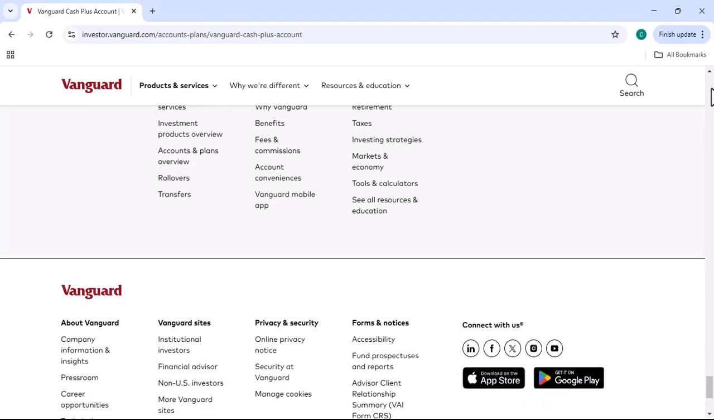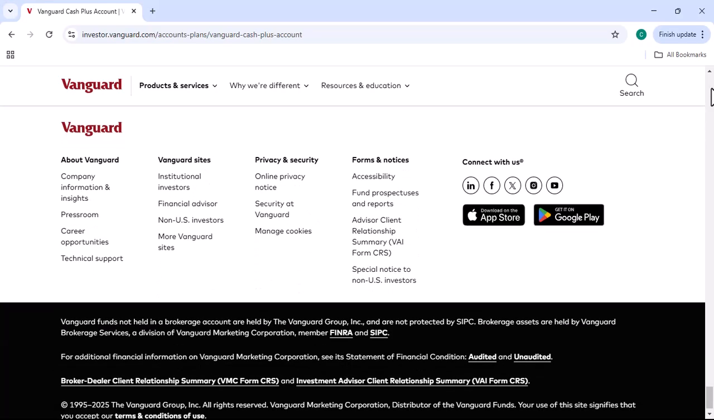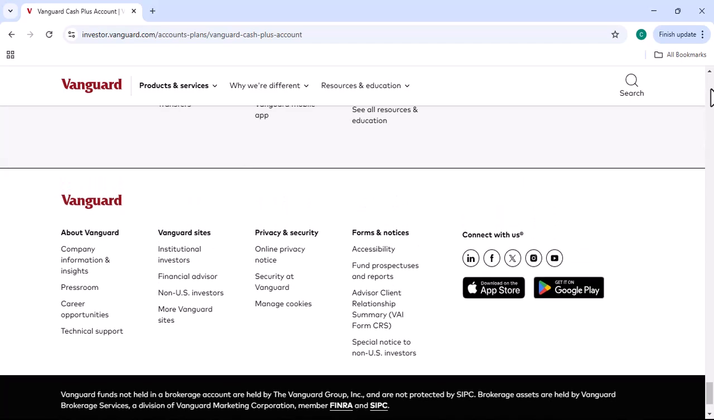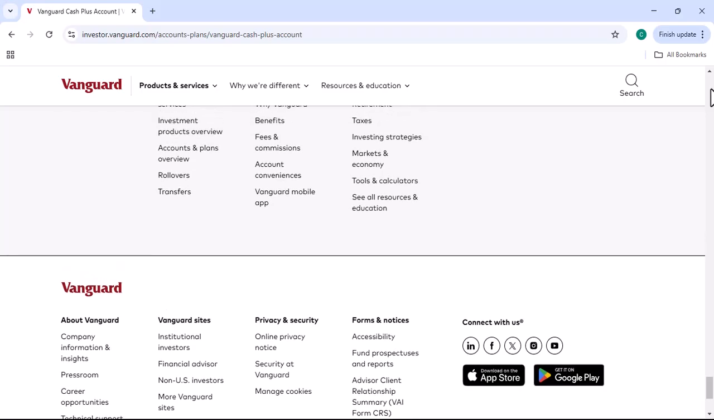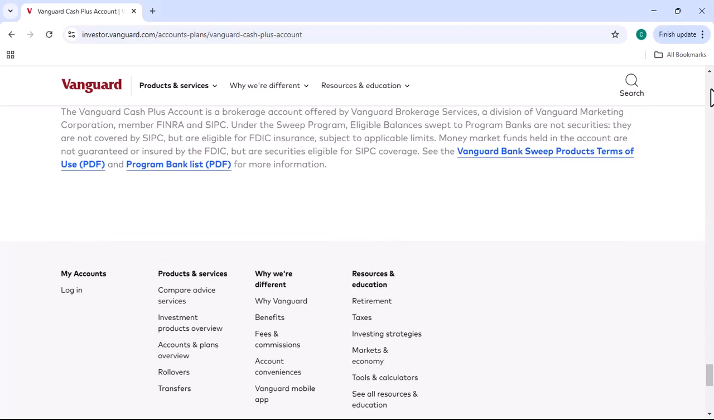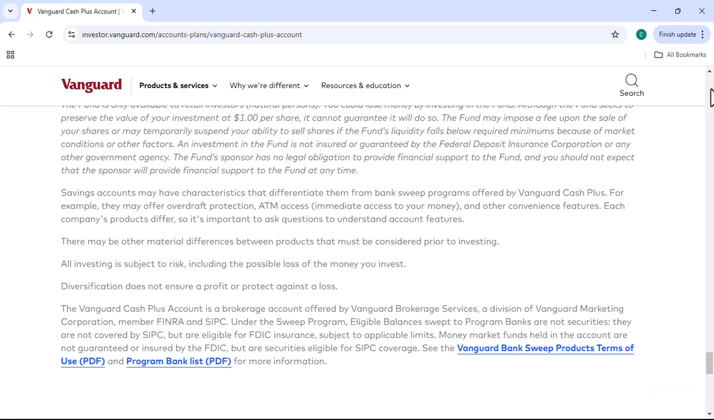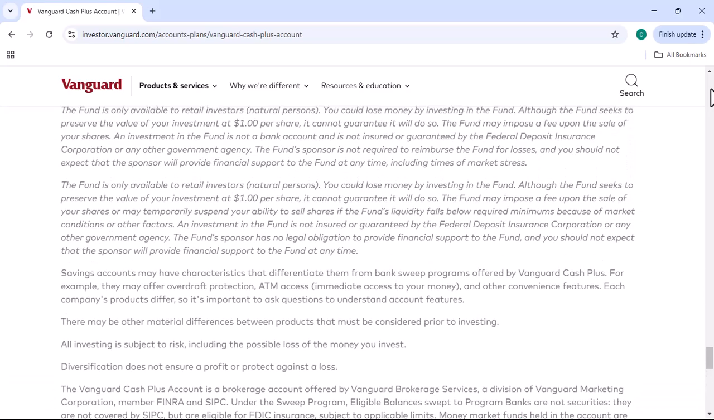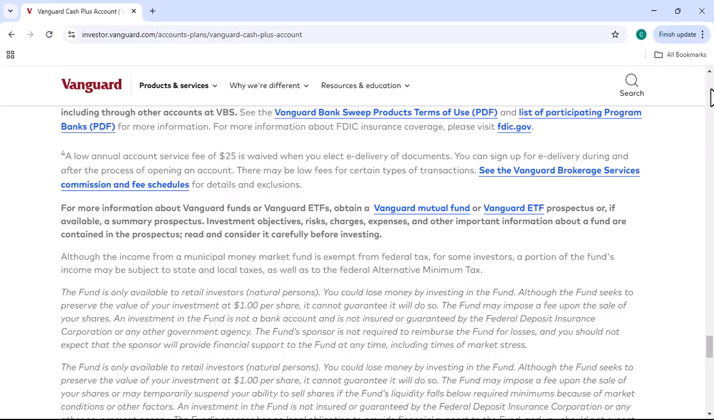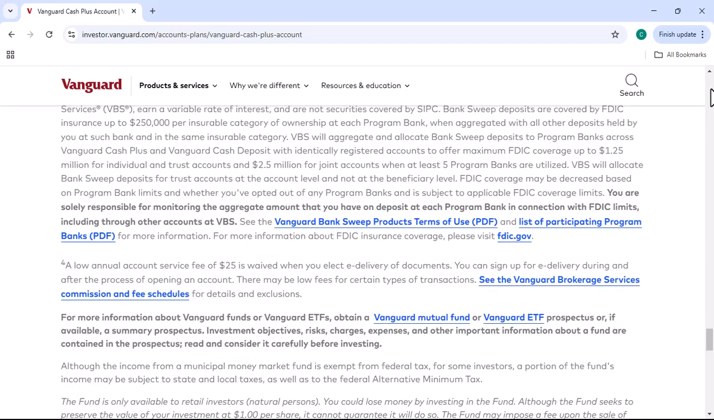3. Weekend and holiday considerations. If the last day of the month falls on a weekend or a market holiday, the distribution might be processed on the next business day. This is a standard practice across most financial institutions. 4. Compounding. The monthly distributions you receive from Vanguard Cash Plus are typically reinvested back into your Cash Plus balance, purchasing additional shares of the underlying money market fund. This is where the power of compounding comes in, albeit on a smaller scale compared to higher growth investments. Each month, you'll be earning returns not only on your initial principal but also on the accumulated returns from previous months.